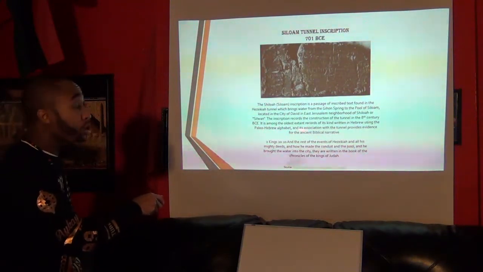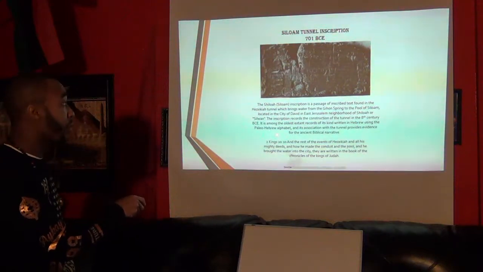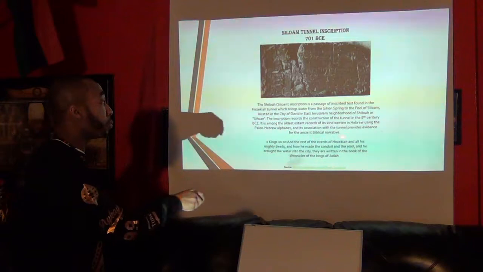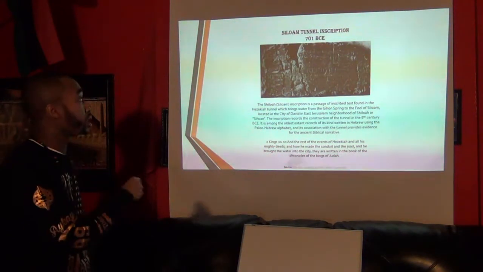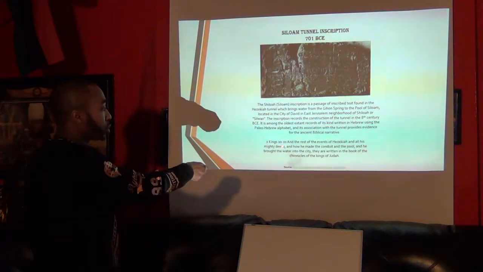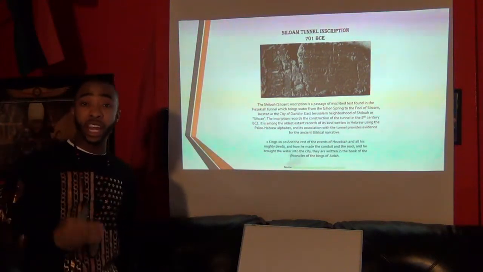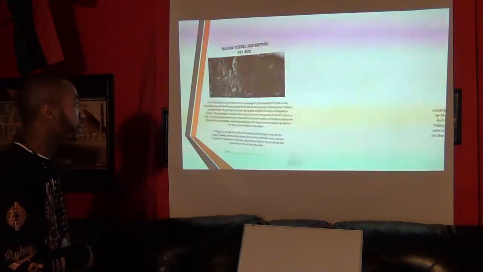It is among the oldest extant records of its kind written in Hebrew using the Paleo-Hebrew alphabet, and its association with the tunnel provides evidence for the ancient biblical narrative. So this supports the biblical narrative in regards to the tunnel being created by King Hezekiah. And I have 2 Kings chapter 20 verse 20. Y'all can check that out when you get a chance. You can see that the biblical claim is verified by this piece of archaeology. Let's move forward.